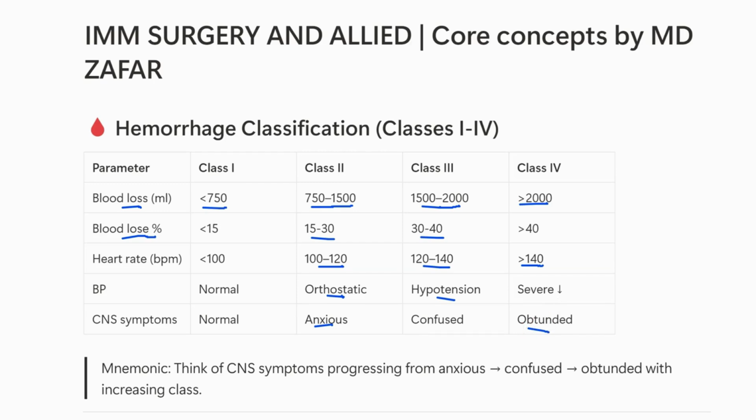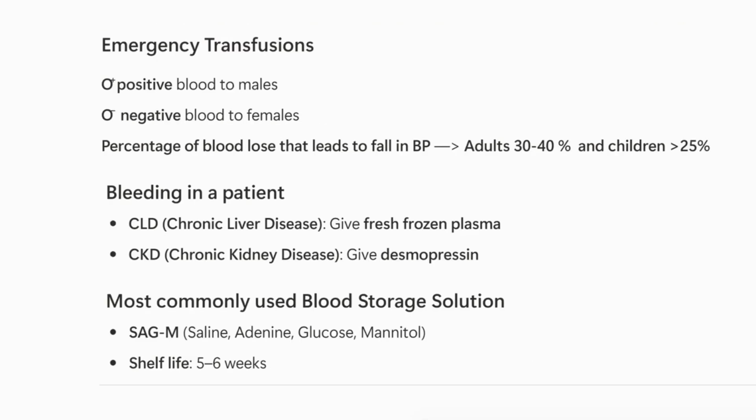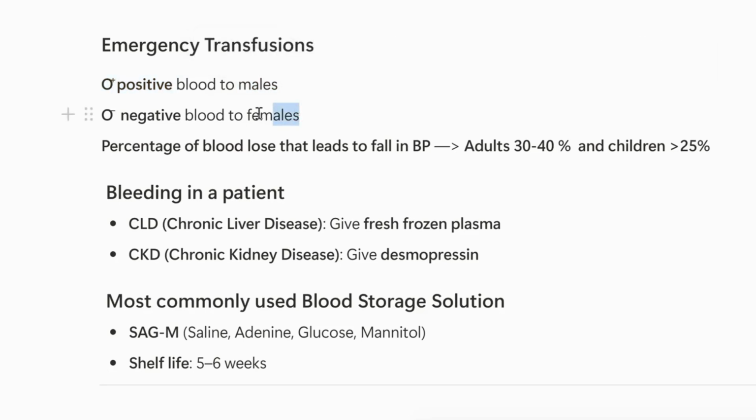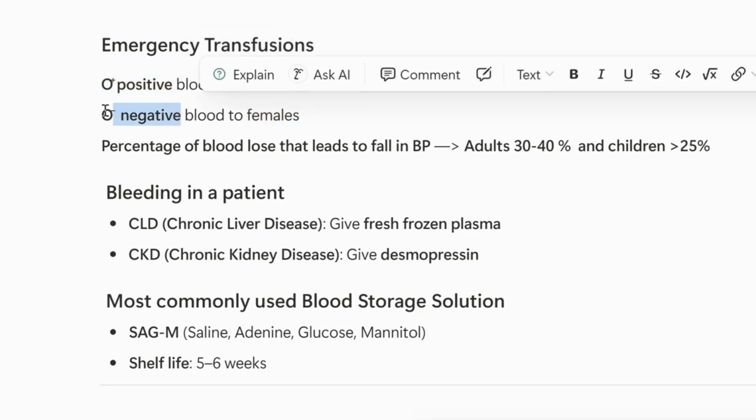So now we will talk about the different MCQs which are relevant to the hemorrhage classification. If there is a requirement for emergency transfusion and you do not have a specific blood, then you have to see the gender of the patient. If it is a male, then O positive blood can be transfused. But if it is a female, then O negative blood can be transfused.